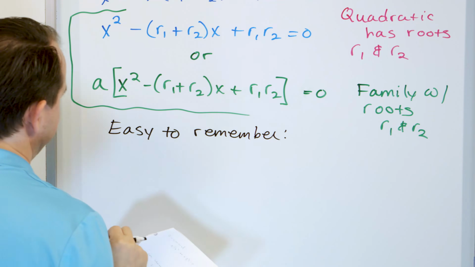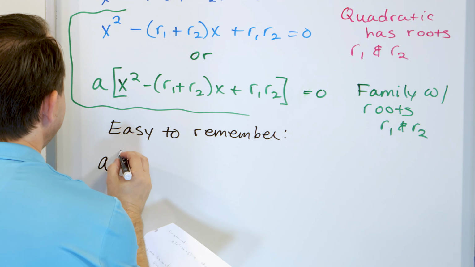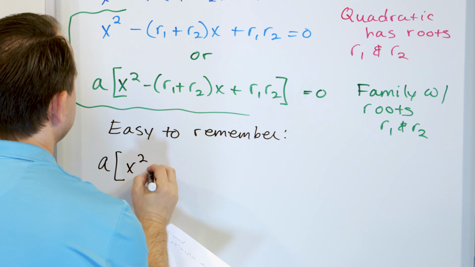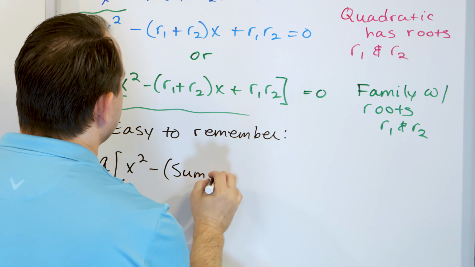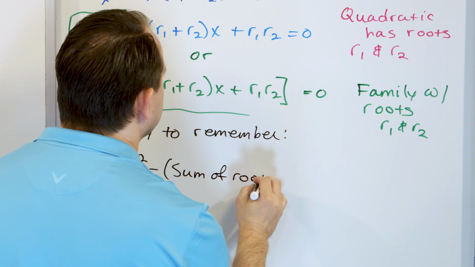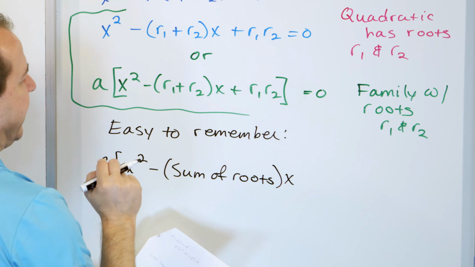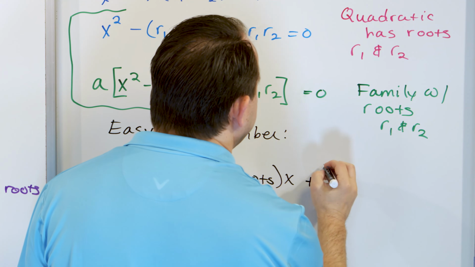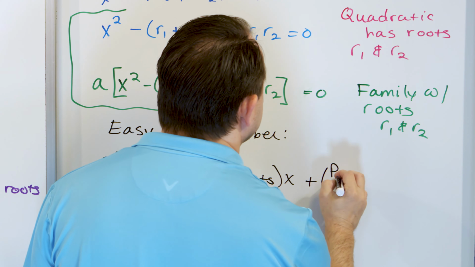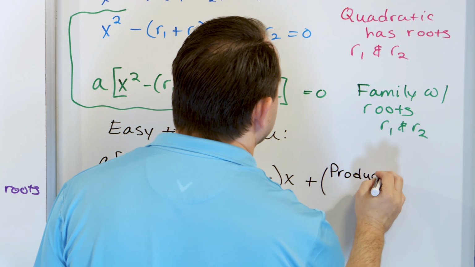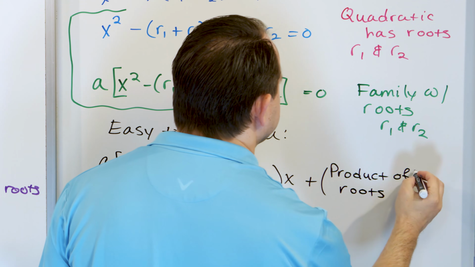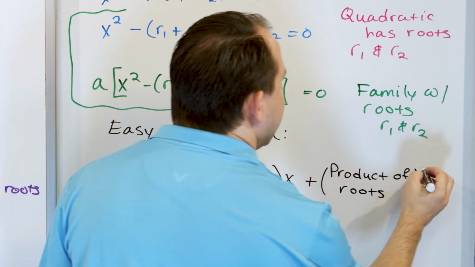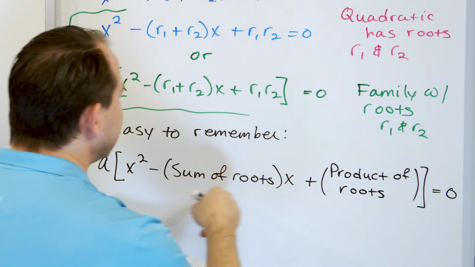Or easier to remember. Remember it like this: a times x squared minus, instead of all this stuff, remember this as the sum of the roots that you're given, and you have to multiply by x. And then plus the product of the roots given, equals 0. So this is a little bit easier to remember.